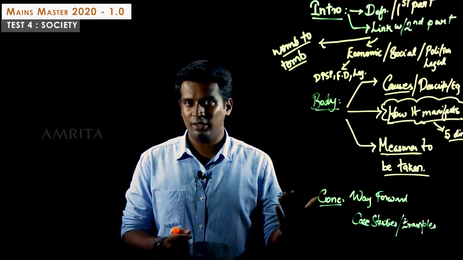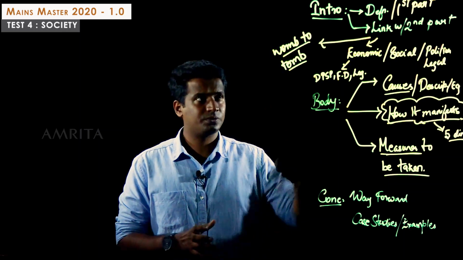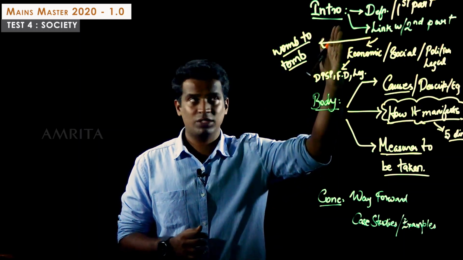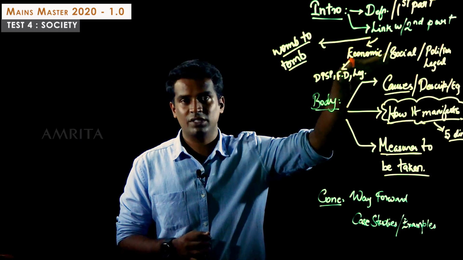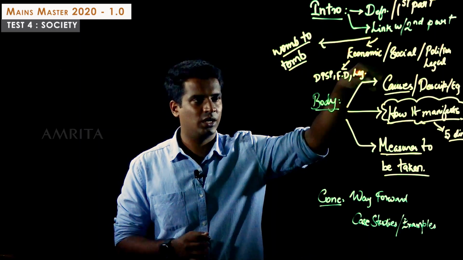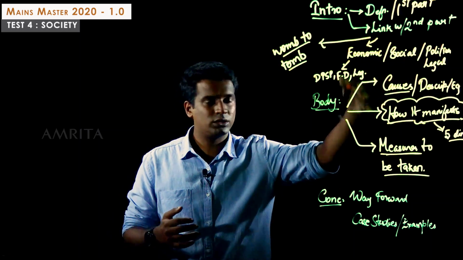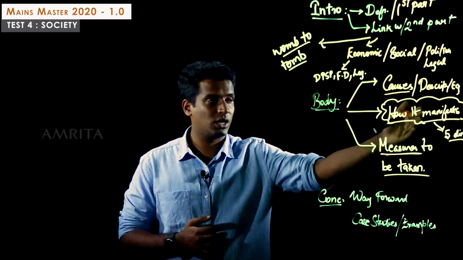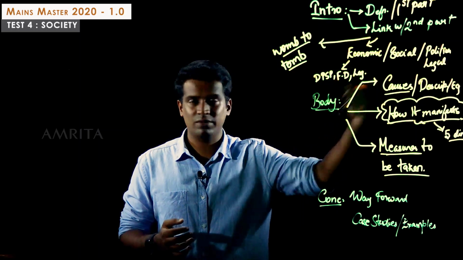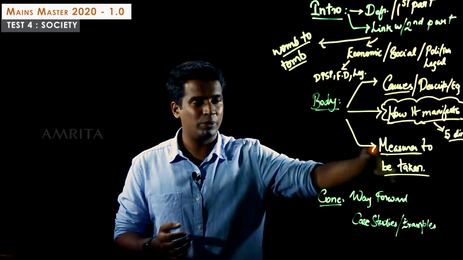I'll repeat the detailed explanation again in a short way. Introduction: talk about feminization of poverty, a working definition. Then get to the second part, how it gets manifested in Indian society. Then go for the body: say why there is feminization of poverty or describe it, then say how it manifests itself in Indian society, bringing in multiple dimensions. I've said 5 dimensions, and then you can go for measures to be taken.